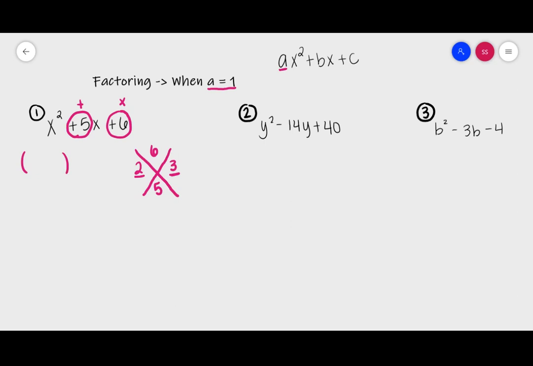So we'll open two parentheses. Our variable is an x, so we'll put an x on the first one and an x on the second one. And then you fill in your two numbers, plus 2, plus 3. So those would be the factors. X plus 2 and x plus 3 are the factors of x squared plus 5x plus 6.